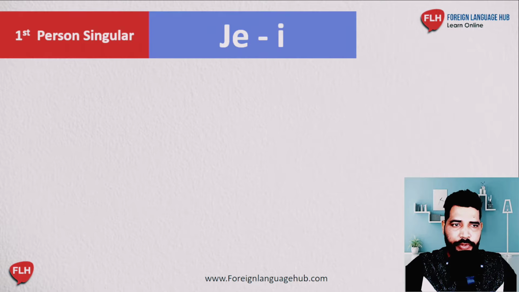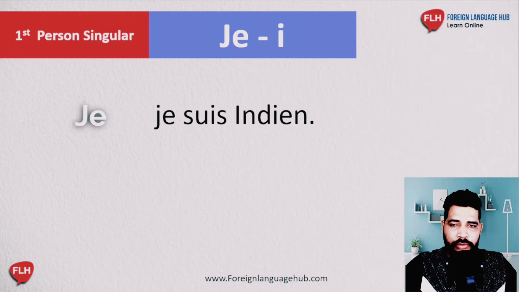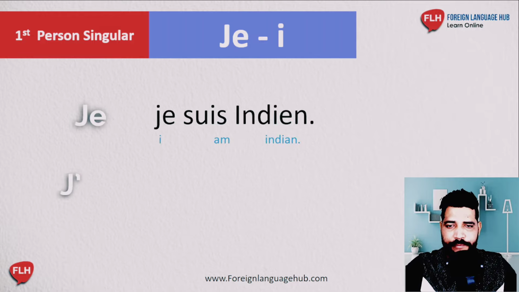So the first person singular, je. It's not je, it's je, which is I, and it should be softer. Like the sound of je is between s and j, a very soft sound. So let's take an example. Je suis indien. Je suis indien. I am Indian.